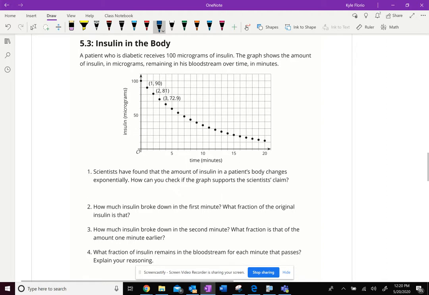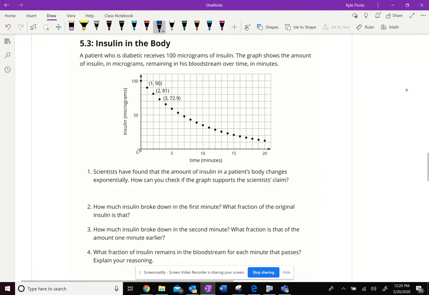Scientists have found that the amount of insulin in a patient's body changes exponentially. How can you check if this graph supports a scientist's claim? For this to be changing exponentially, the change needs to be by a factor. So I need to not be going down by a constant rate, but by a factor. What number am I multiplying 100 by to get to 90? And do I multiply 90 by that same number to get to 81? And do I multiply 81 by that same number to get to 72.9? So let's first find out what that factor is to go from 100 to 90.